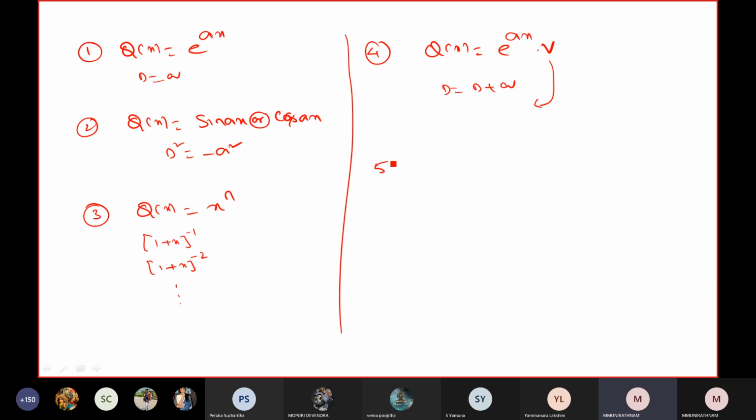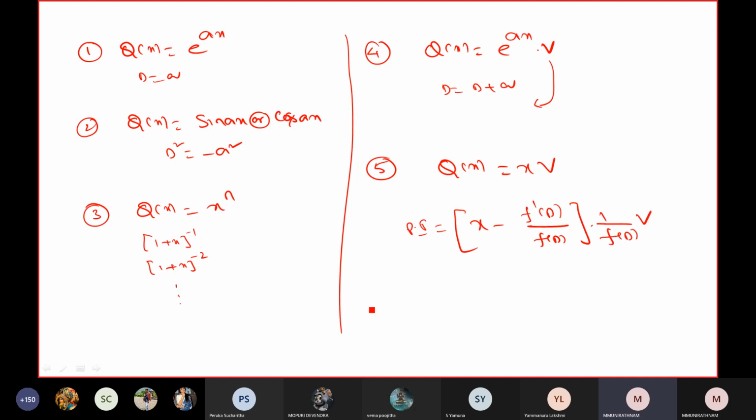Now in method 5, in the same way as the fourth method, here we have x into V. In this case, the particular integral is found using a formula: x minus f dash of D by f of D, into 1 by f of D into V. So this is the formula.